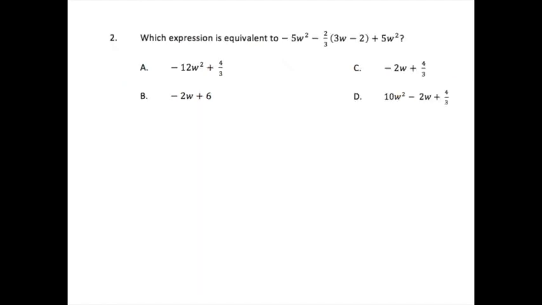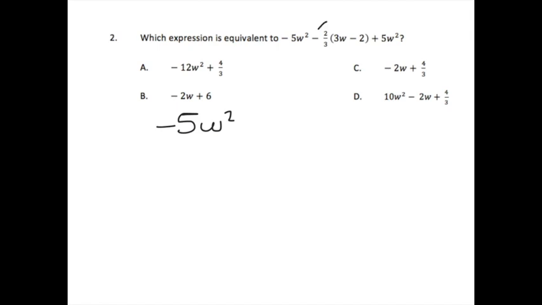In the next problem, we have which expression is equivalent to -5w to the second power minus 2/3 of 3w minus 2 plus 5w to the second power. And again, look at every single one of your answers. They are all in simplified form, so we need to start by simplifying. So we're going to do -5w squared. But when we get to this -2/3, we are going to distribute. So this -2/3 is going to multiply each one of the terms inside.